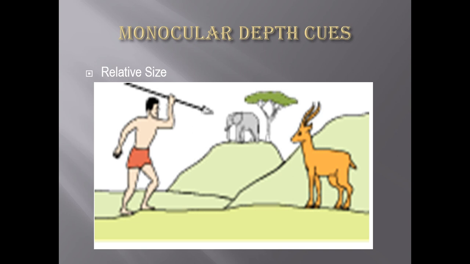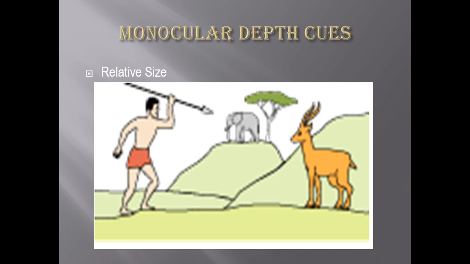Last one I want to mention here is what is referred to as relative size. And this one is as much about memory as it is perception. Because with relative size, what you're basically doing is this. You're relying not only on visual inputs, but you're relying on what you know from memory. Now, this isn't much of a drawing, I admit that. But basically, you have this caveman here with a spear in his hand.